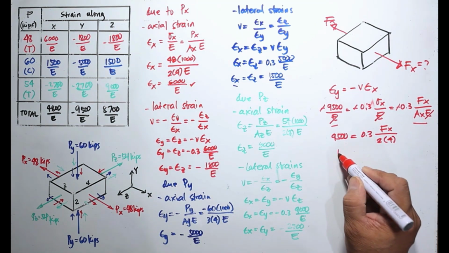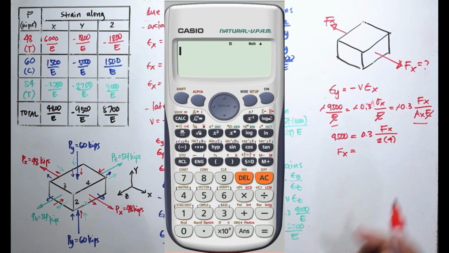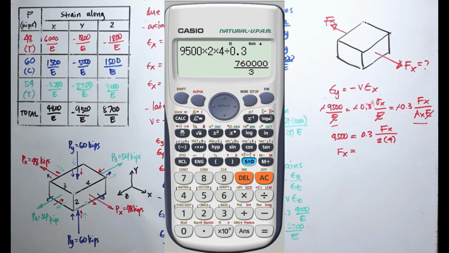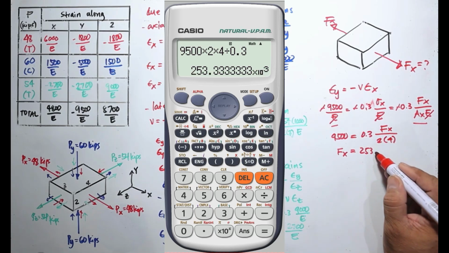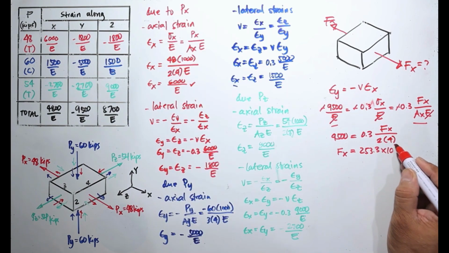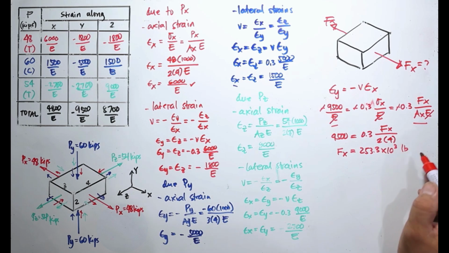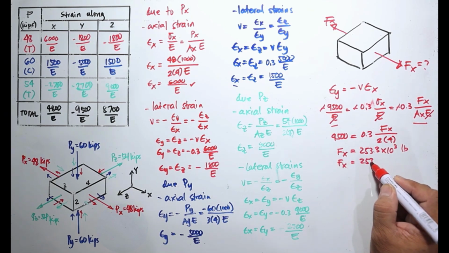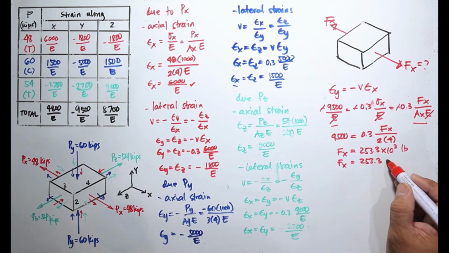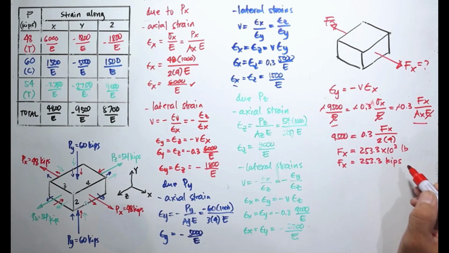So F sub x equals 9,500 times 2 times 4 divided by 0.3, which is 253.3 times 10 cubed. This is in pounds, or this is equal to 253.3 kilopounds.